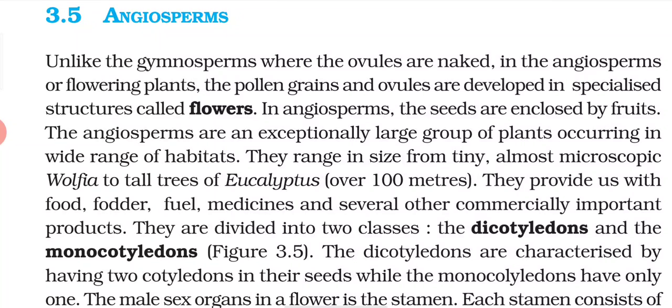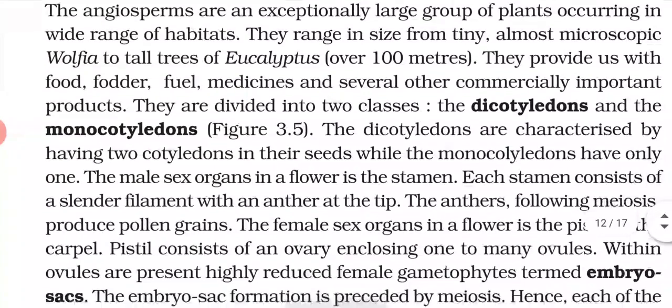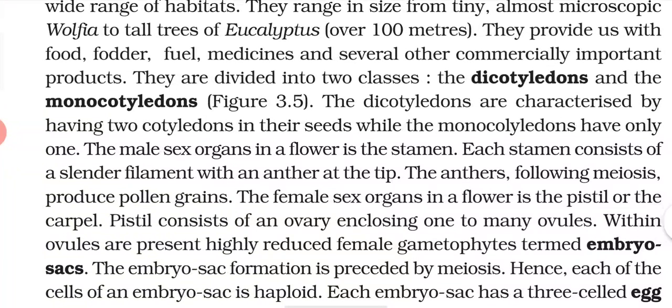They are divided into two classes, the dicotyledons and the monocotyledons. The dicotyledons are characterized by having two cotyledons in their seed, while the monocotyledons have only one cotyledon. So if we talk about the monocotyledon, they have only one cotyledon. But if we talk about the dicotyledon, they have two cotyledons.